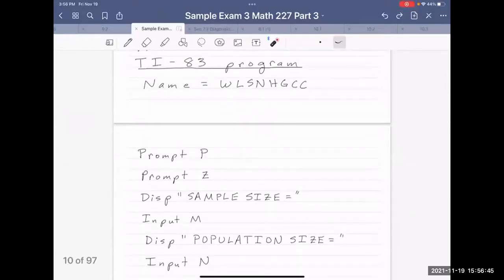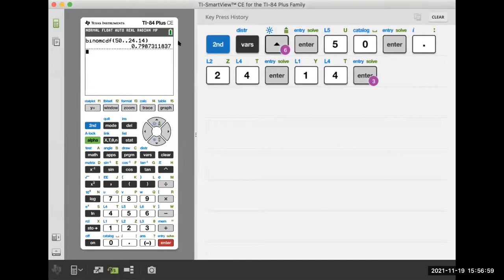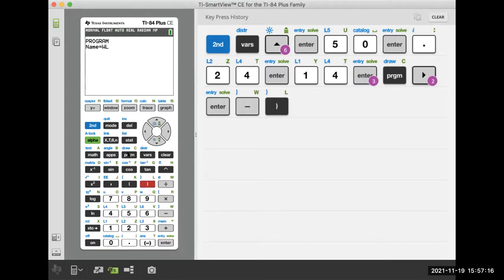So let me input this into my calculator. Let me switch over to show you how to do that. Let me put it on the TI 84 or 83. Okay, so let me go to Program, and let's go to New. And let's call it something. Wilson with hypergeometric with continuity correction. Okay, there.